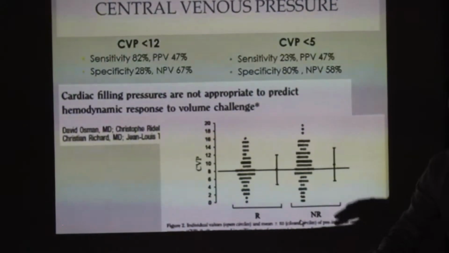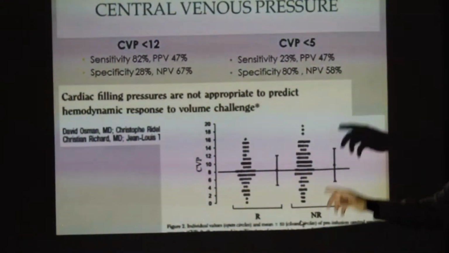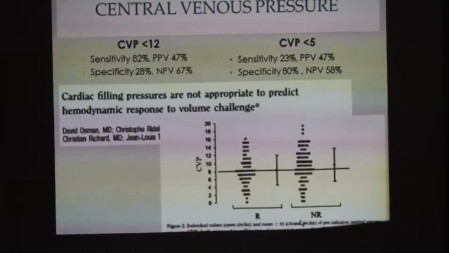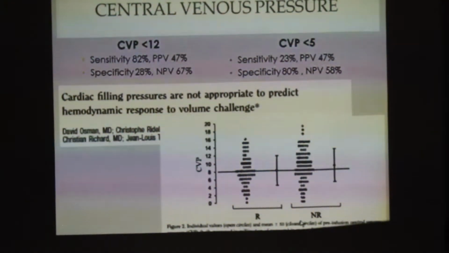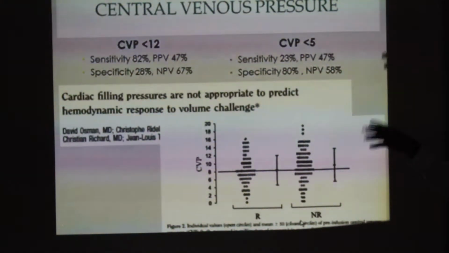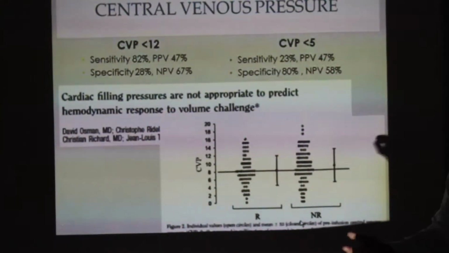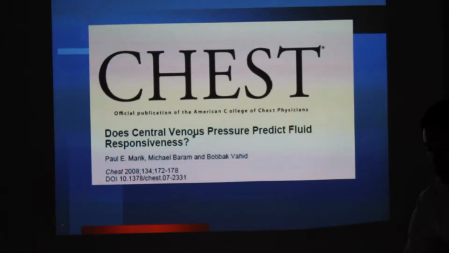So we have lots of studies, I'm just going to click, click, click, because the conclusion is the same. Cardiac filling pressures are not appropriate to predict hemodynamic response to volume challenge. This is a study we've done on CVP, and it doesn't matter, CVP less than 5, less than 12, it doesn't help in assessing volume.